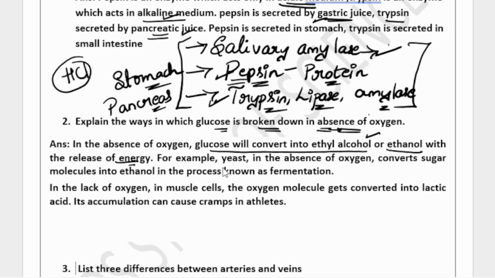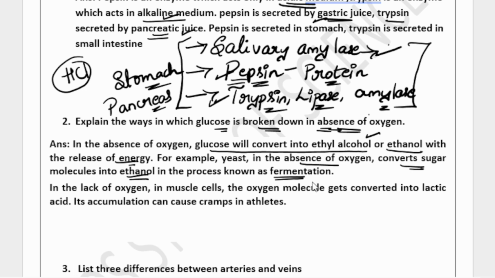For example, when yeast is undergoing respiration, the yeast will respire in the absence of oxygen. In that particular state, it converts the sugar, that is, it converts the glucose molecule into ethanol. And this process we call fermentation. So you're getting an extra point here: fermentation.